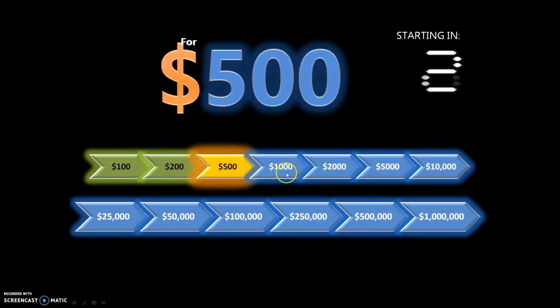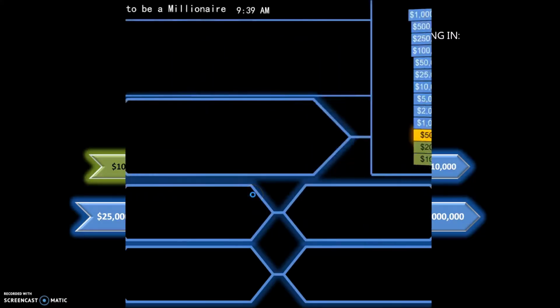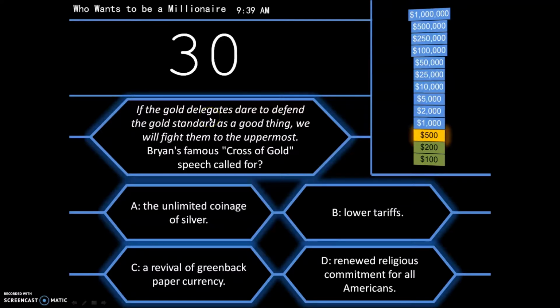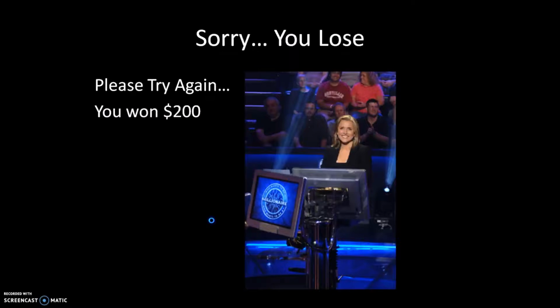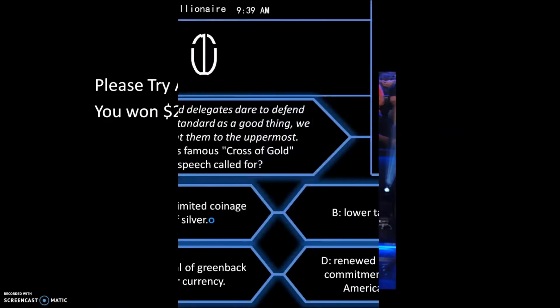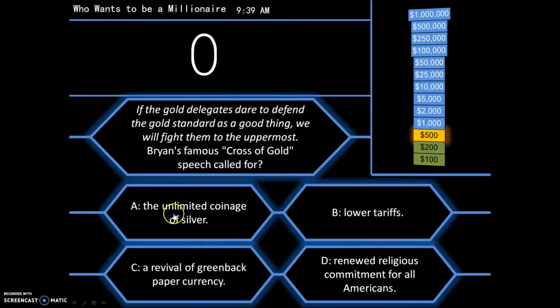Now let's look at the question worth $500. If the gold delegates dare to defend the gold standard as a good thing, we will fight them to the uppermost. Bryan's famous Cross of Gold speech called for A. The unlimited coinage of silver, B. Lower tariffs, C. A revival of greenback paper currency, or D. Renewed religious commitment for all Americans. And of course this one is related to the Cross of... oops, okay, I'm sorry about that. Let's return there. I just forgot the timer. So this one's related to the unlimited coinage of silver.